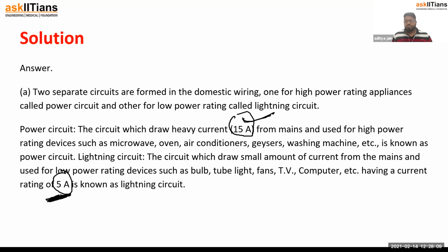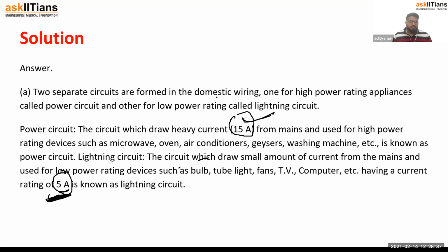So maybe what will happen? Their fuse wire will melt and they will break the circuit. And you do not want any condition of breaking the circuit in normal circumstances, because there was no overhead supply actually. What is the case there? You have provided the excess supply which is not required by that device. So that's why two separate lines are required, one for high power rating appliances, that is 15 ampere, and the other one of 5 ampere for low power rating appliances.